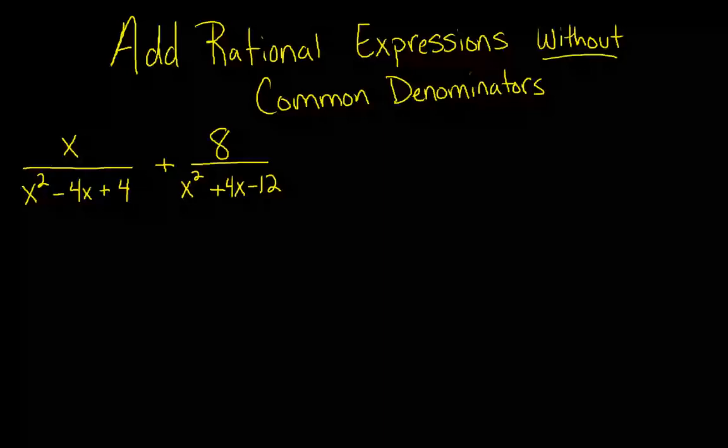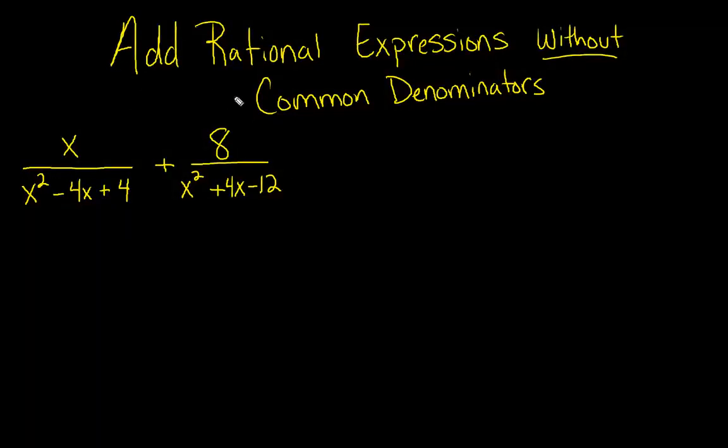Hello everybody! In this video we're talking about adding rational expressions without common denominators. And you'll see that this process is very similar to the way that we would add fractions without common denominators. First thing we need to do is find a least common denominator. Looking at these two denominators, you can see they are not common, so we need to find that LCD.